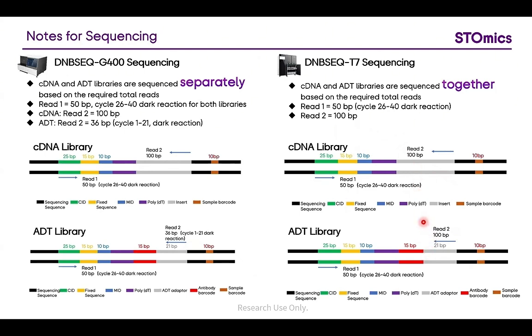Here's a side note: if you have one ADT library and you first sequence it separately on the T400, and you get the sequencing data, and then later you do some top-up sequencing on the T7, sequencing it together with the cDNA, that means two different strategies were used for the same sample. Be aware of that. You cannot use the two sequencing datasets together for analysis, since different sequencing strategies were applied for the ADT library.